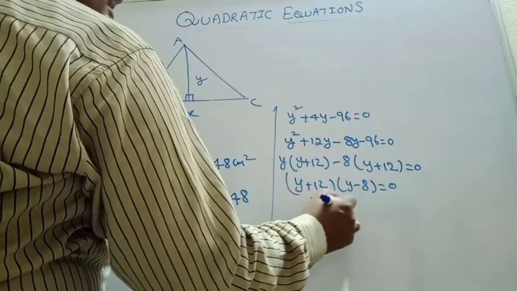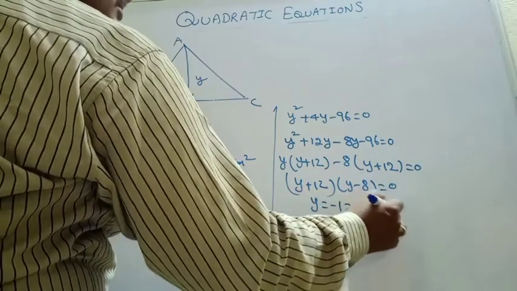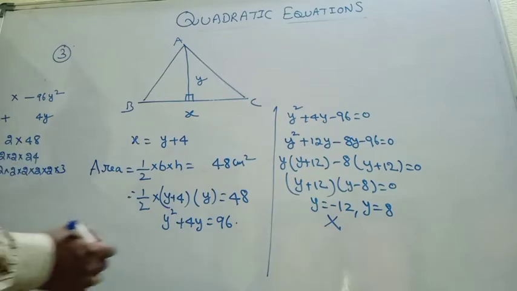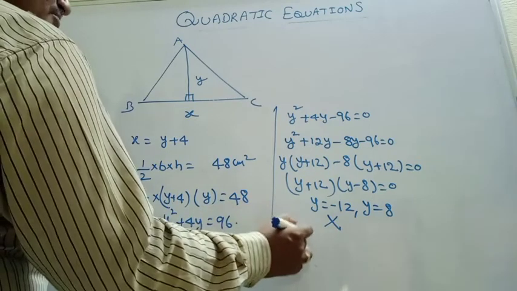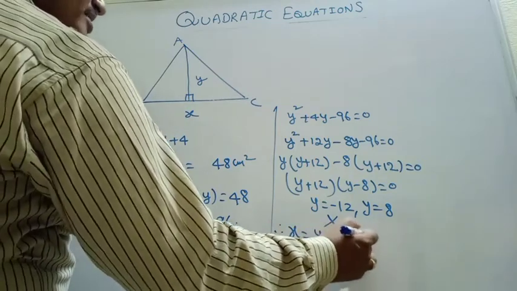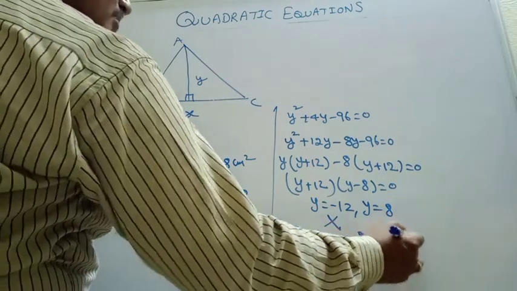That means y equal to minus 12 or y equal to 8. y cannot be negative because altitude will never be negative. So y is equal to 8. Therefore, from this you will get x is equal to y plus 4, which is now 8 plus 4, that is equal to 12.